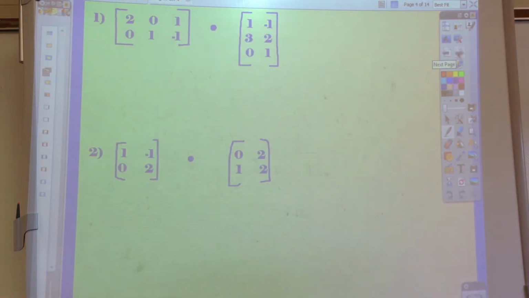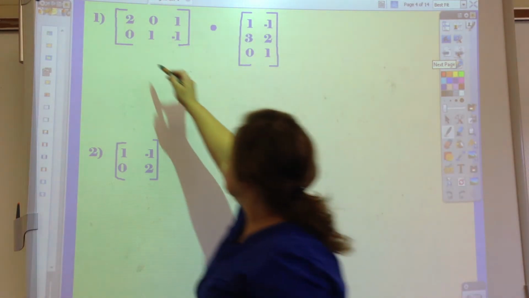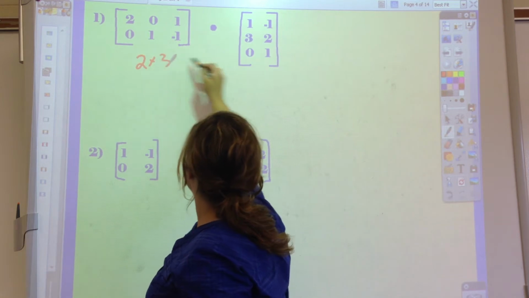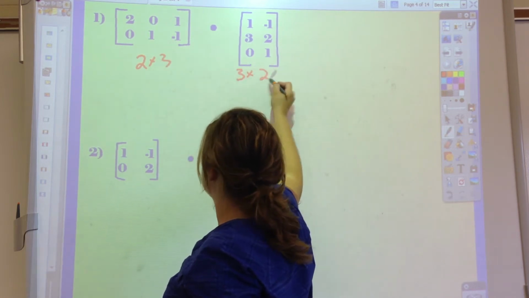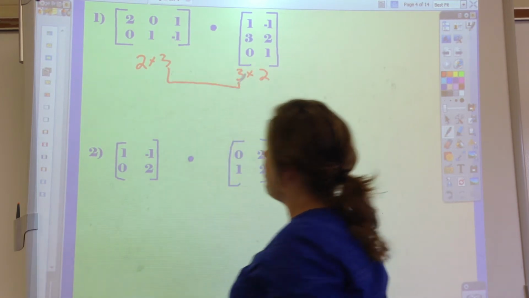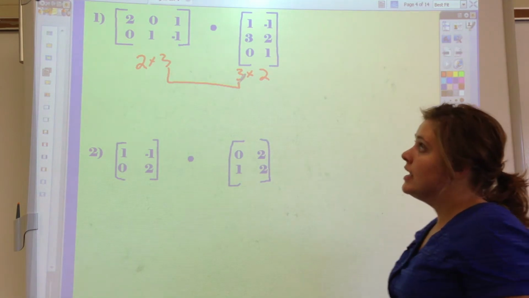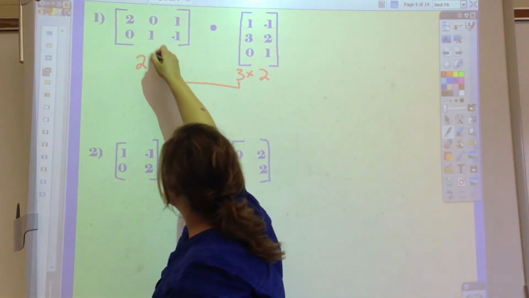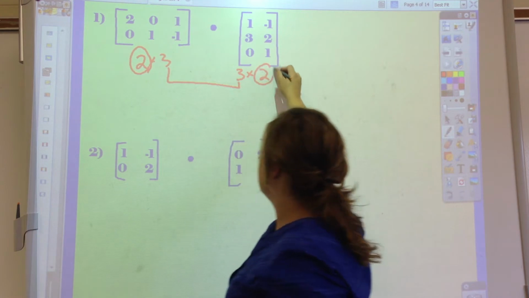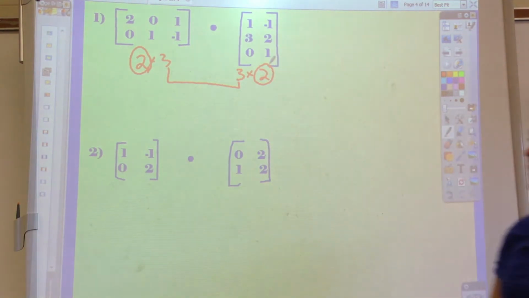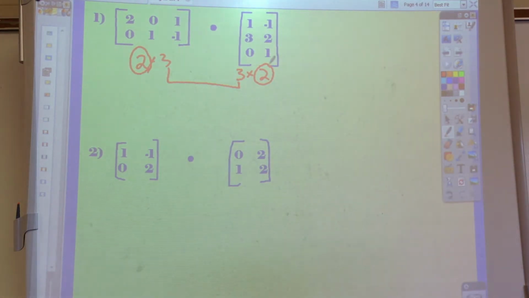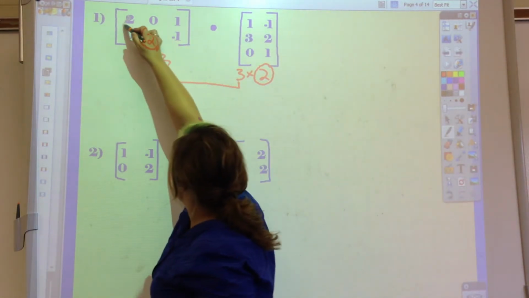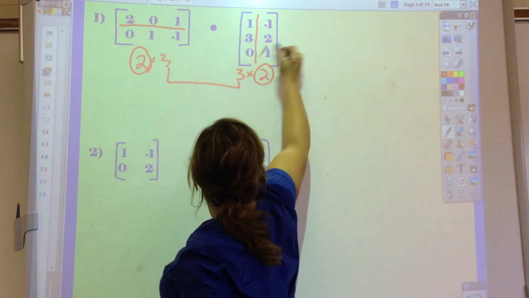All right, if I look at number 1, first I want to notice my dimensions. This is a 2 by 3 matrix, and this is a 3 by 2 matrix. My inner dimensions are indeed the same. And so I'm expecting to end up with an answer with the outer dimensions. I'm expecting to end up with a 2 by 2 matrix. So I multiply row by column.